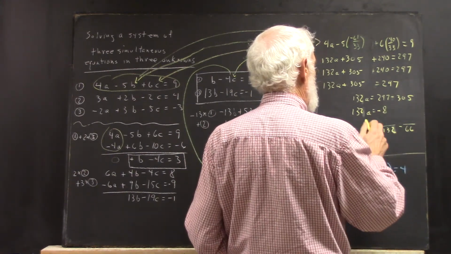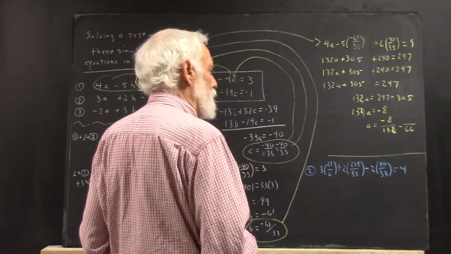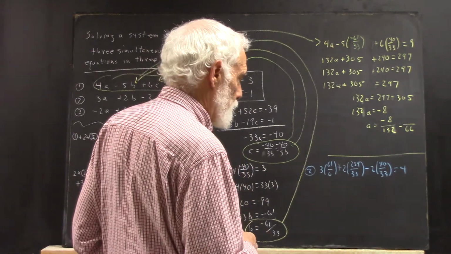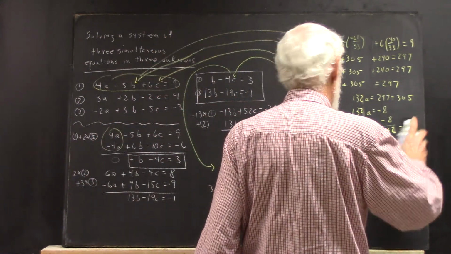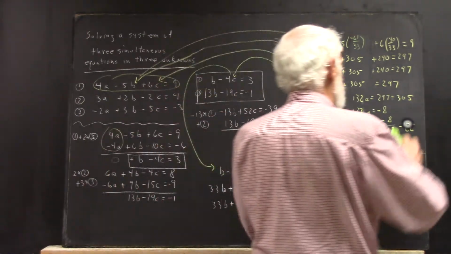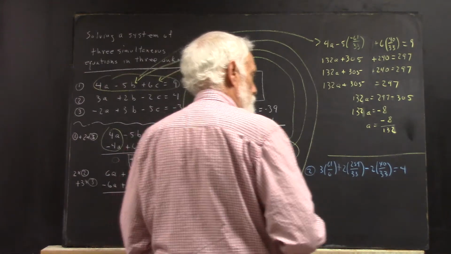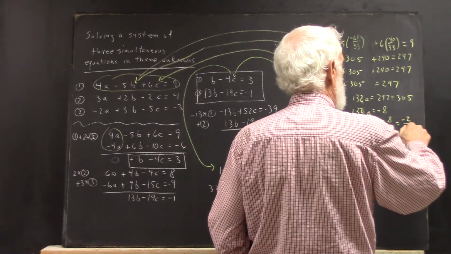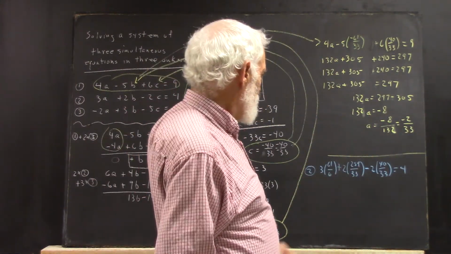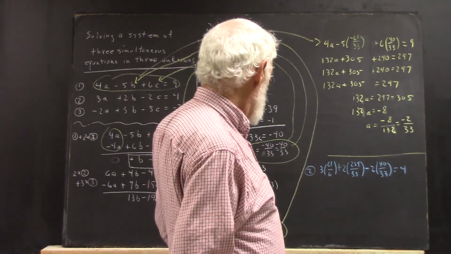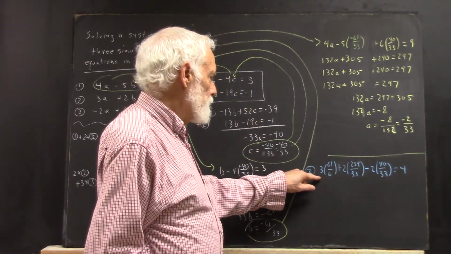So A is going to be negative 8 over 132, and now 4 goes into both 8 and 132. So A is going to end up being negative 2 over 33. Okay? So that's going to help. That's like 2 over 33, and this is like 61 over 33. Then that's going to be a small number.